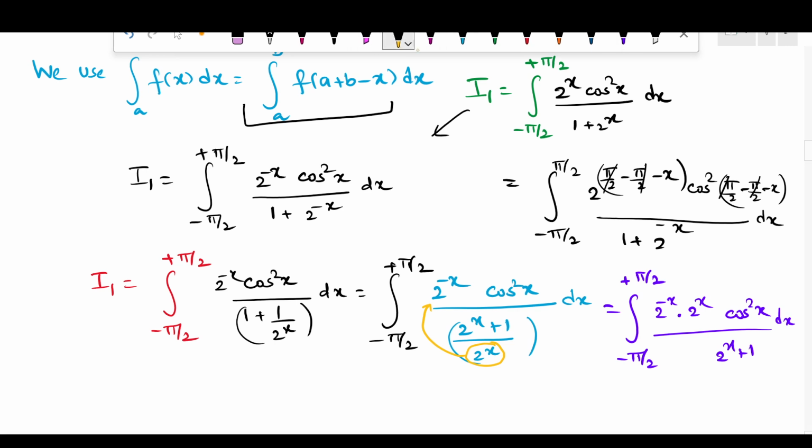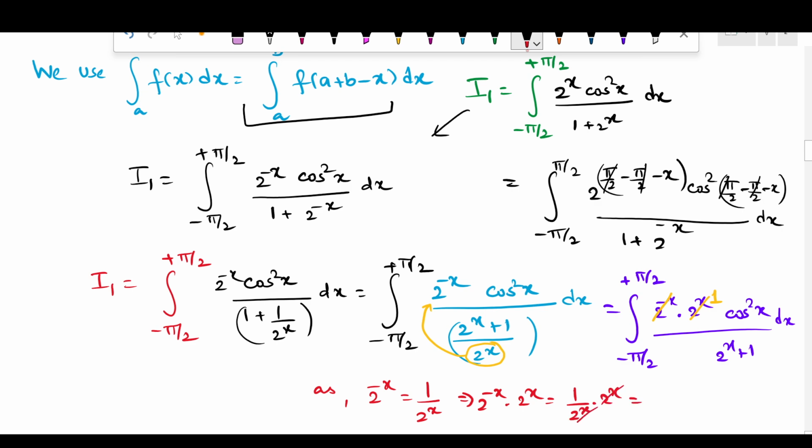Right? Now this cancels out and becomes 1. Why? As 2 raised to the power of minus x is what? 1 by 2 raised to the power x, which implies that 2 raised to the power of minus x times 2 to the power x is what?